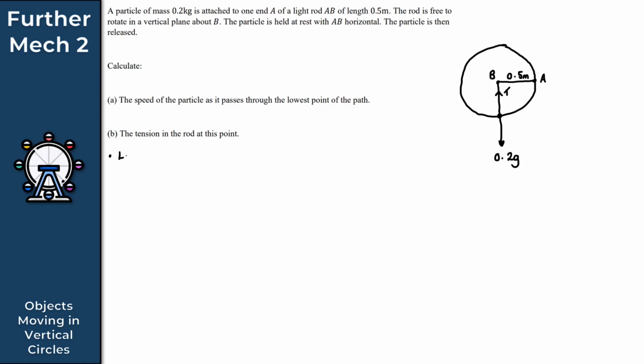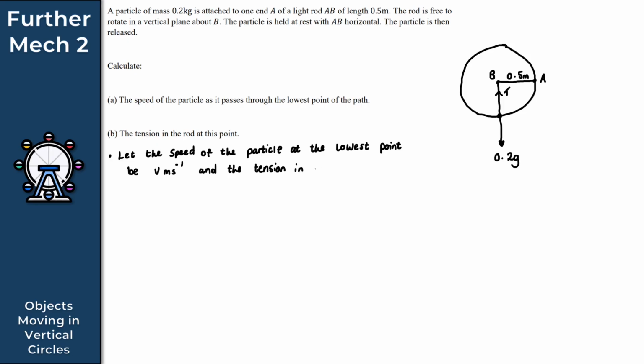So let's mention that here. Let the speed of the particle at the lowest point B be v meters per second, and the tension in the rod will be T newtons. Okay, perfect.